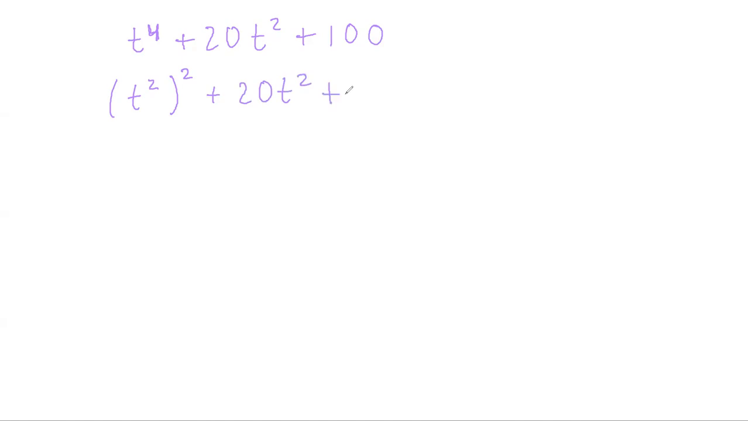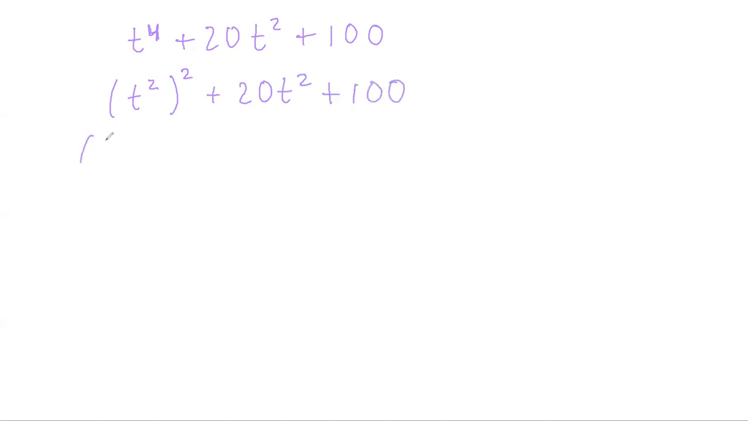So let's try another one. This gives us an opportunity to practice these kinds of problems. If you remember from an earlier factoring video, I talked about how to work with a t to the fourth. So I'm going to first rewrite this as squares: t to the fourth plus 20 t squared plus 100.